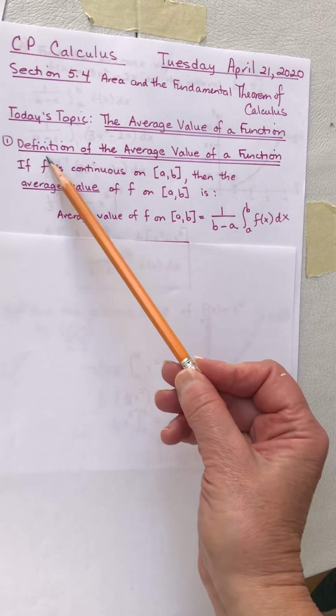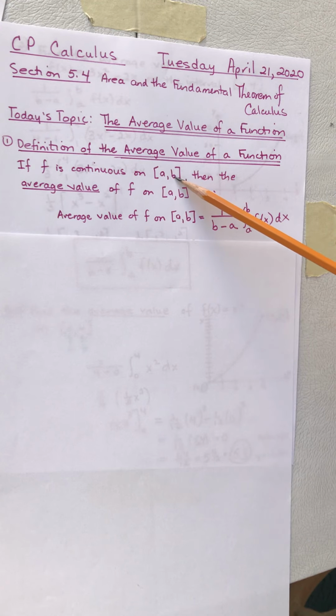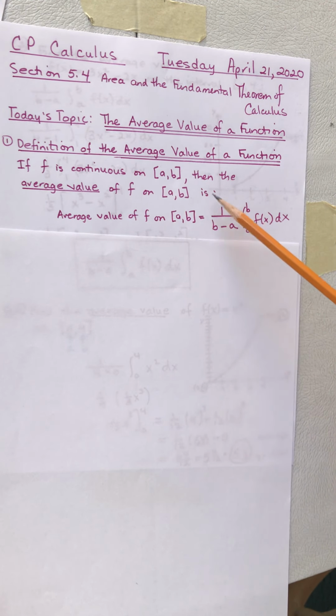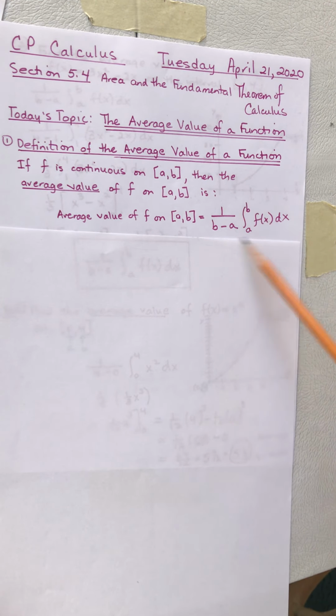If a function f is continuous on the closed interval [a, b], then the average value of f on the closed interval [a, b] is, here's our formula, 1 over b minus a times the integral from a to b of f of x dx. Now, the formula might look a little complicated, but you know how to do everything in the formula.